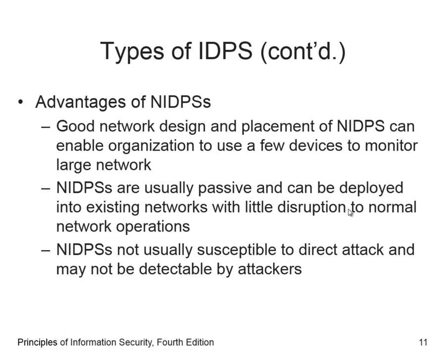Some of the advantages of a network IDS: good network design and placement of network IDS devices can enable an organization to use a few devices to monitor a large network. And network IDSs are usually passive devices and can be deployed into existing networks with little or no disruption to normal network operations. They are not usually susceptible to direct attack and in fact may not be detectable by attackers.